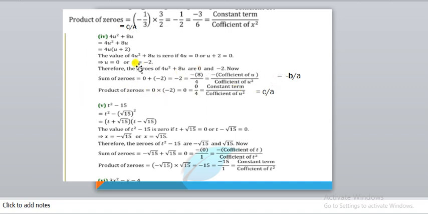Product of zeros is alpha into beta. So 0 into minus 2, again 0. Now let us see value of c upon a. C is the constant term. No constant term is there in this polynomial, so we will take it 0 upon 4, again 0. So relationship verified.